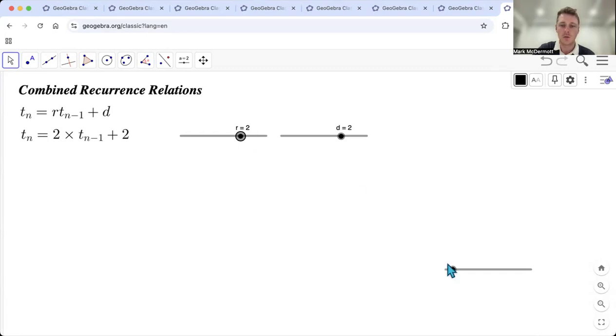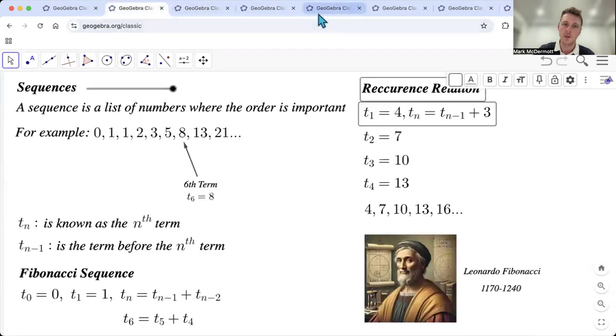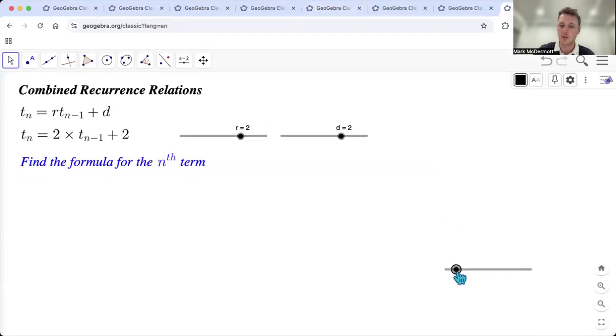So what we're going to say from there is, well, this is going to be challenging, but that's the recursion relation for a combined recursion relation, but we want to find the formula for the nth term. So if you notice in the previous ones, we've been able to find a formula for the nth term. That's what we want to do for this when it's combined. It's not going to be straightforward, but we'll do our best.